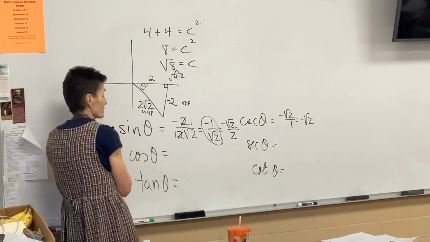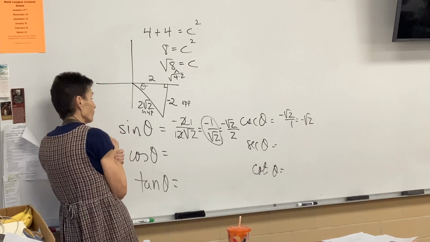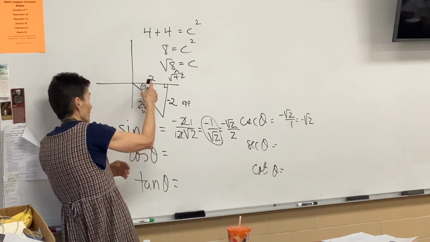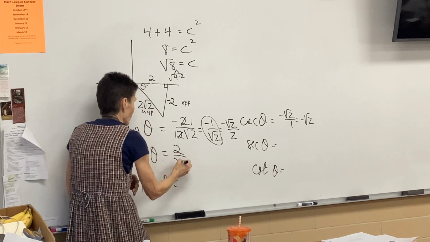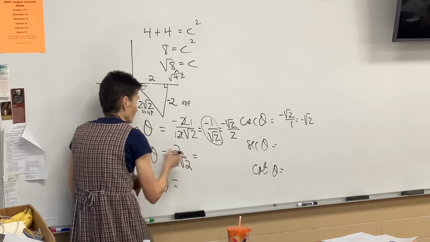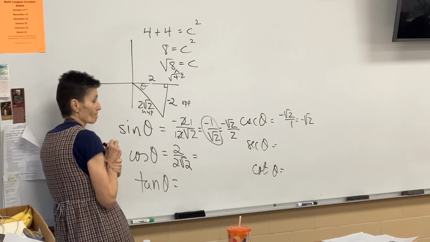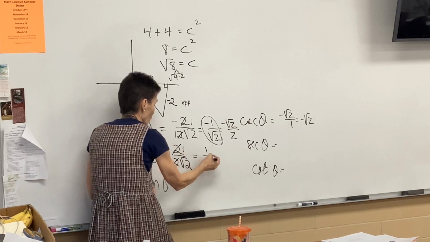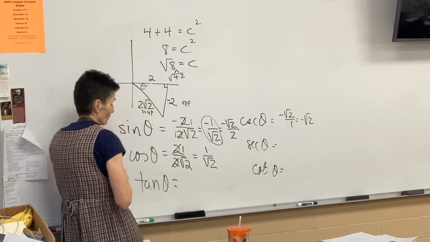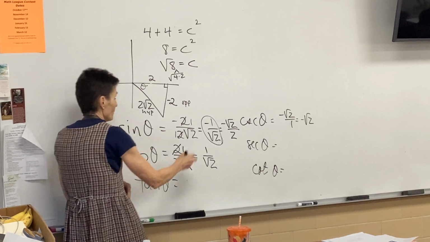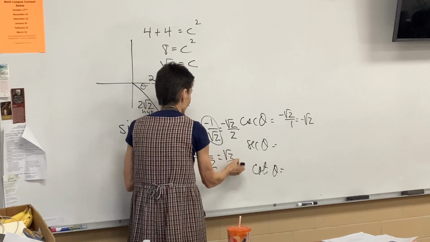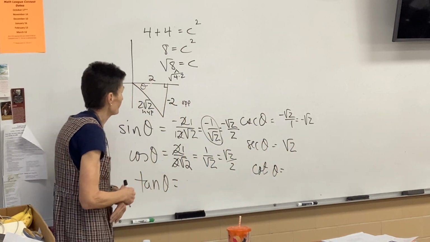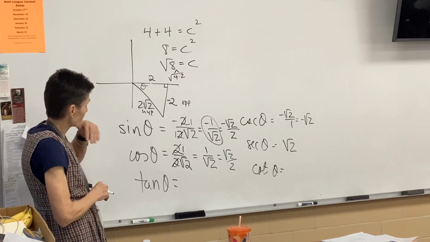All right, what about cosine? Well, unfortunately, isn't the same thing going to happen with cosine? We're going to have adjacent over hypotenuse. So again, I'm going to cancel these 2's. So I have 1 over root 2. And then I'll rationalize, so I have root 2 over 2. Thank goodness the tangent's going to be easy.